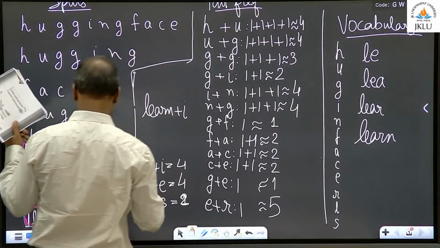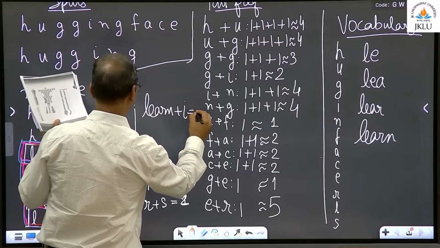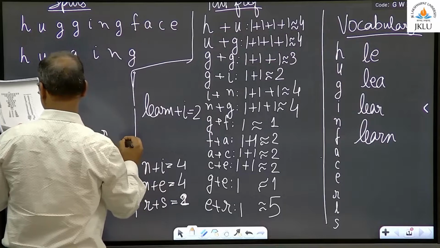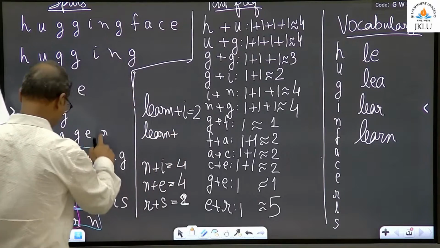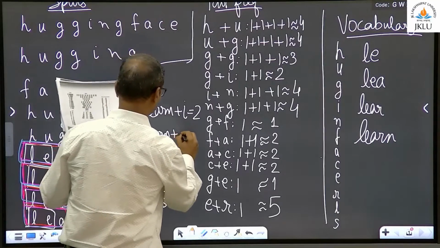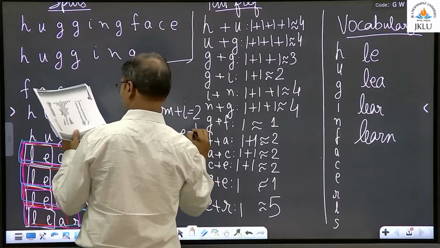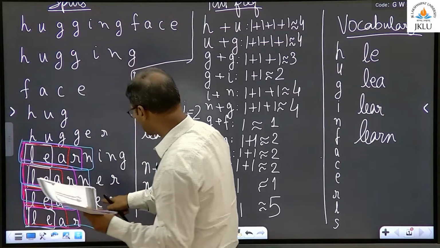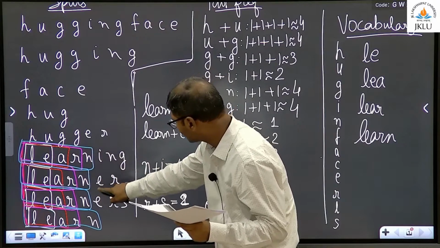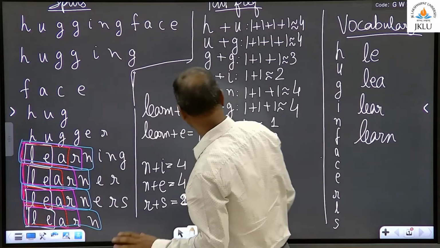Learn plus I. Is that right? Yes. So learn plus I appears 2 times. And what else? Learn plus E. Are you sure? 4? 4. What else? And the last, so learn plus I, learn plus E, that exhausts here, and that is just learn. Okay, so that is fine.